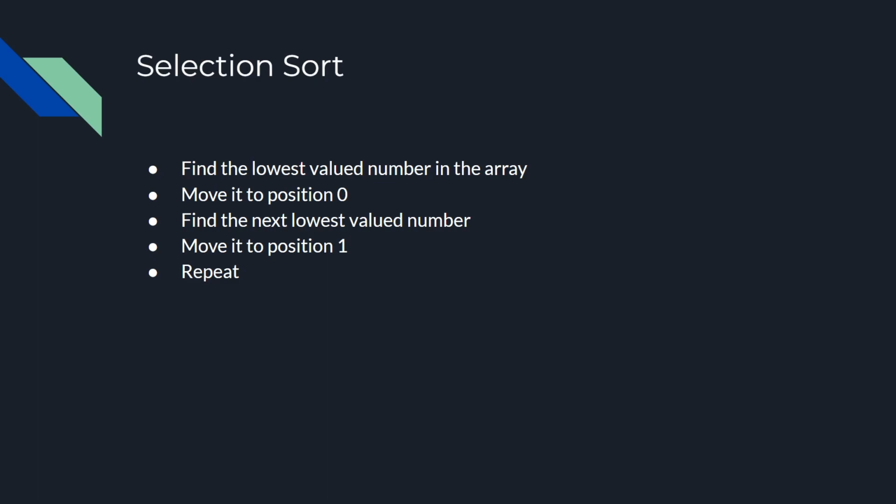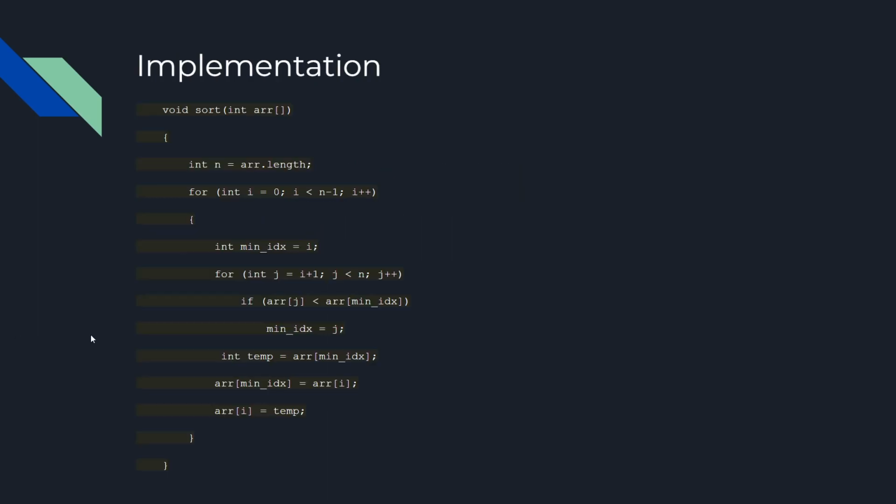entire array. So here in the implementation, we start by creating a for loop, and then we just end up looping through the entire array. And right here we have our variable min index, and the minimum index increases every time we sort another element.